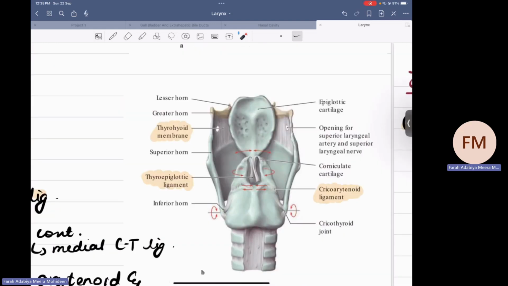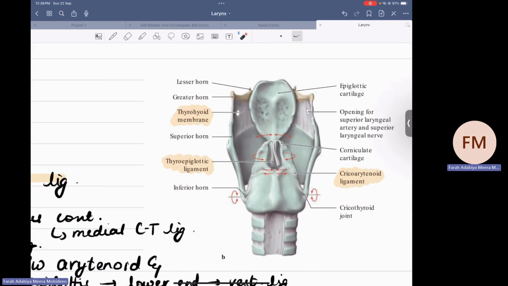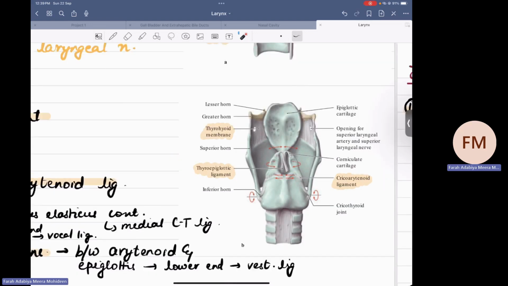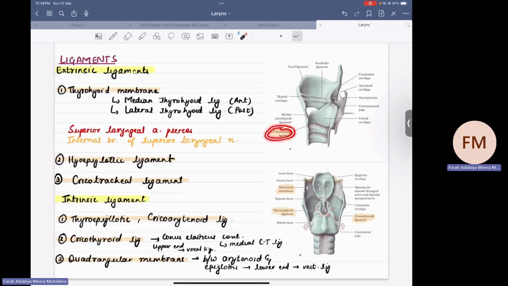Now you can see in these pictures, your thyrohyoid membrane, there's a piercing or opening for your superior laryngeal artery and your superior laryngeal nerve, the internal branch, to get in. You have your thyroepiglottic ligament, which is from your thyroid. You can see it is attached to your epiglottis. Then you have your cricoarytenoid ligament, cricoid cartilage to your arytenoid cartilage, and then your cricotracheal ligament from your cricoid cartilage to your tracheal cartilages.